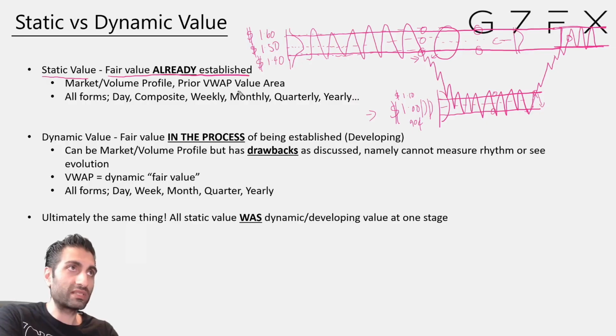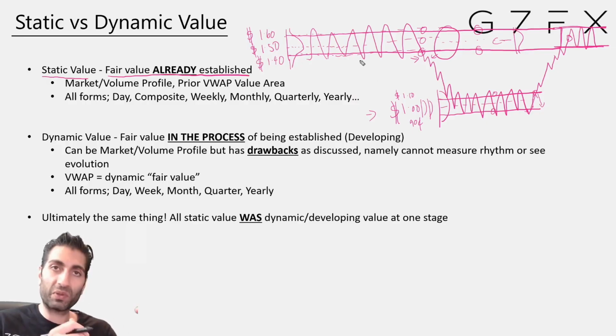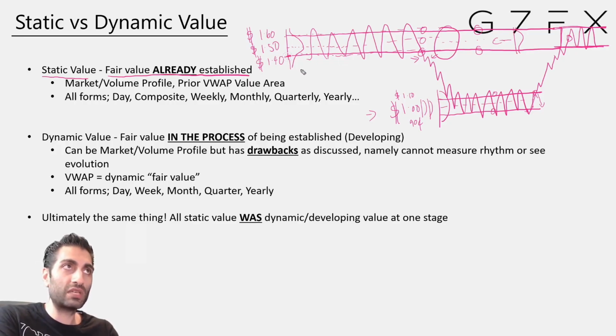That's why I call it static value, because in my prep for the day, I have a different section for static value and a different section for developing value. And I'll tell you why: I have certainty over this line. I know it's 140. Do you see?